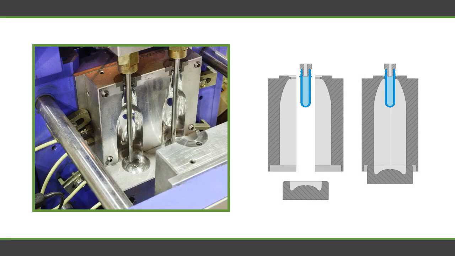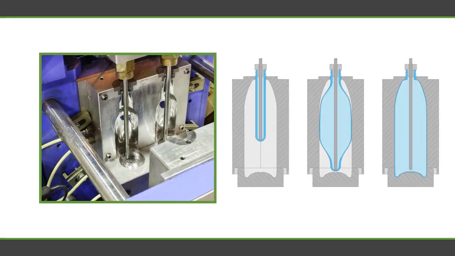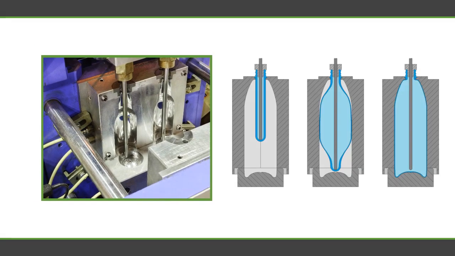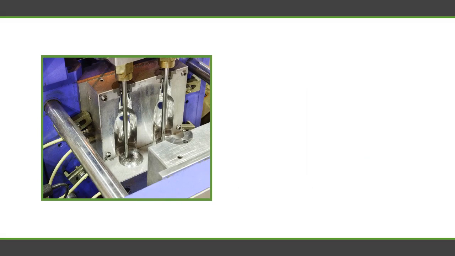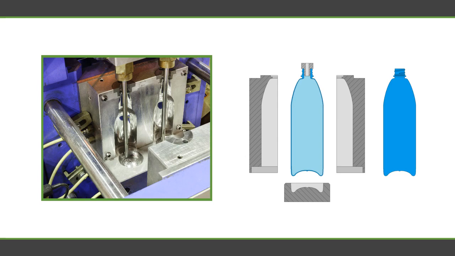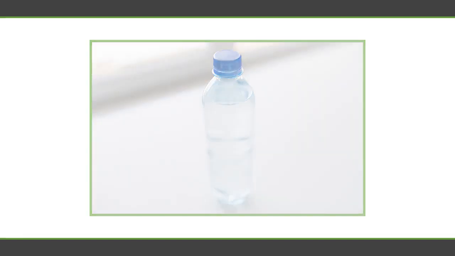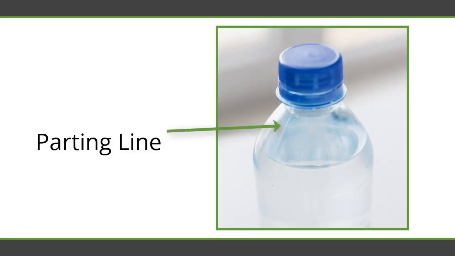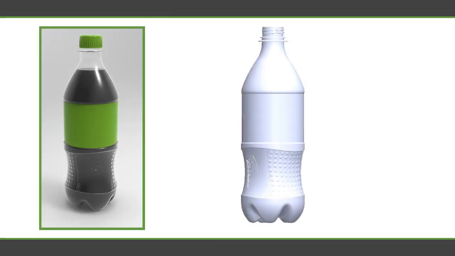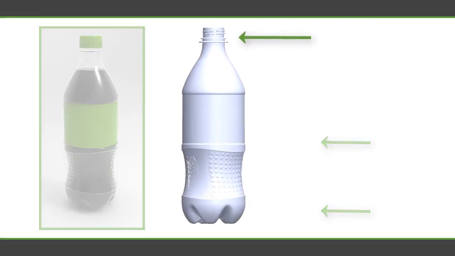The preform is then put into a two-part mold where pressurized air is blown into it, making the preform expand into the shape of the mold, forming a bottle. Next, the mold is quickly cooled, then the part is released, and excess material is trimmed off. If you look at a bottle closely, you can see the parting line where the two molds met during the blow molding process.